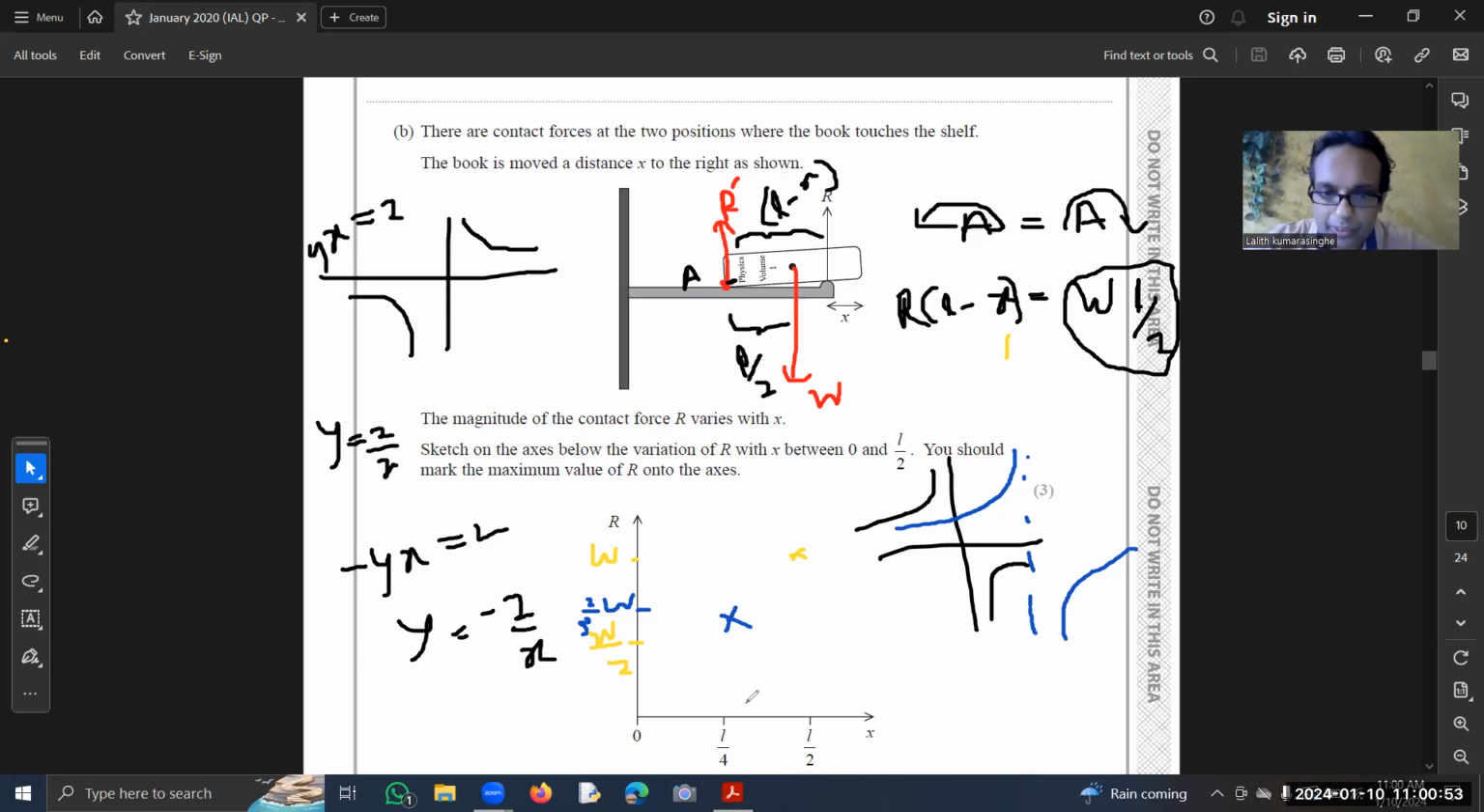You know the basics, no? This is L over 4. If I got 2/3 W, and if I double that length, if it's a linear relationship, I must get 4 over 3 W. I did not get that, no? Therefore, this is not a linear relationship. Therefore, I am not going to join this with a straight line. That's what you have to think.